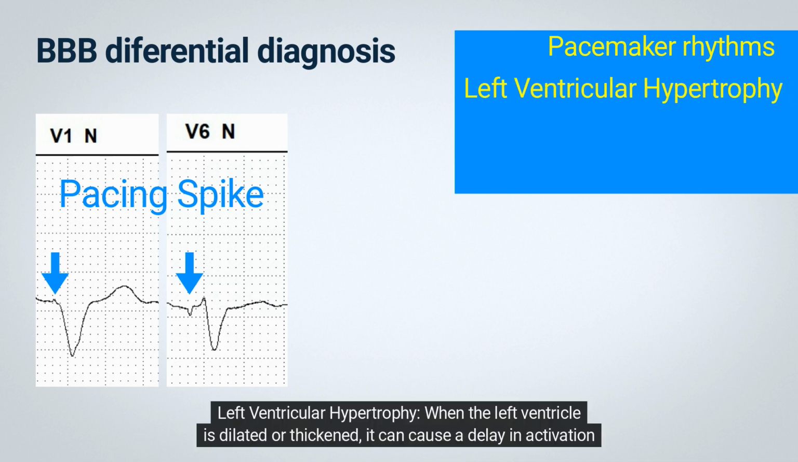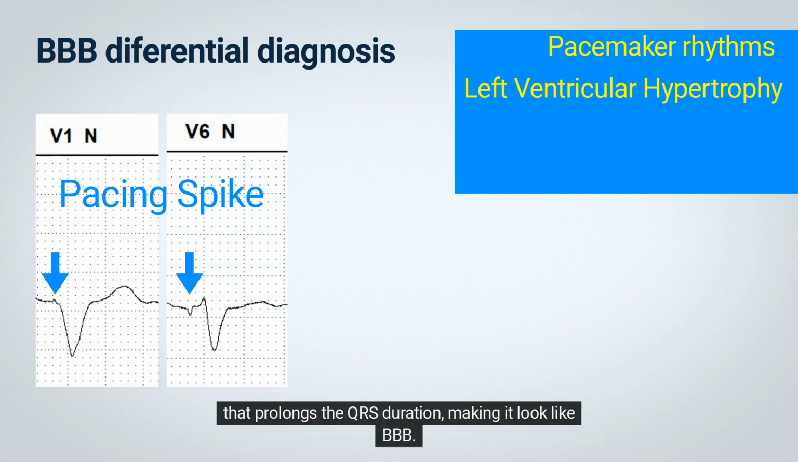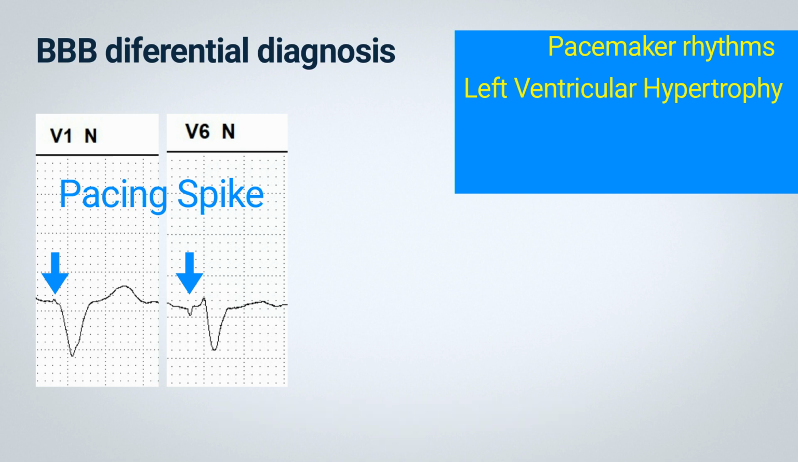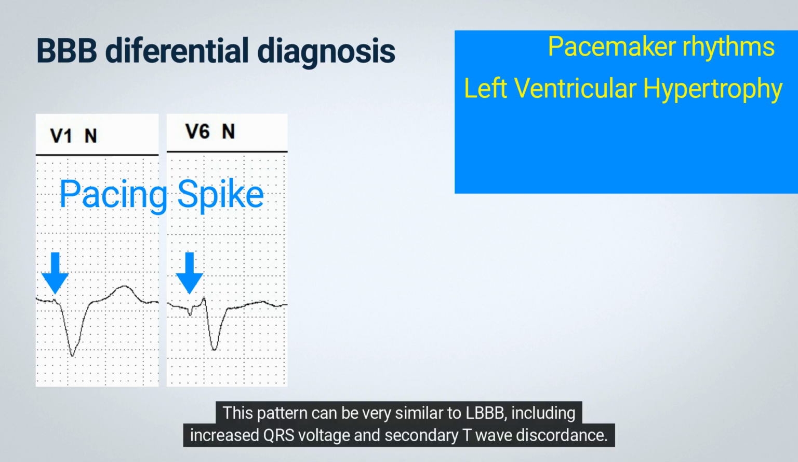Left ventricular hypertrophy. When the left ventricle is dilated or thickened, it can cause a delay in activation that prolongs the QRS duration, making it look like BBB. This pattern can be very similar to LBBB, including increased QRS voltage and secondary T-wave discordance.